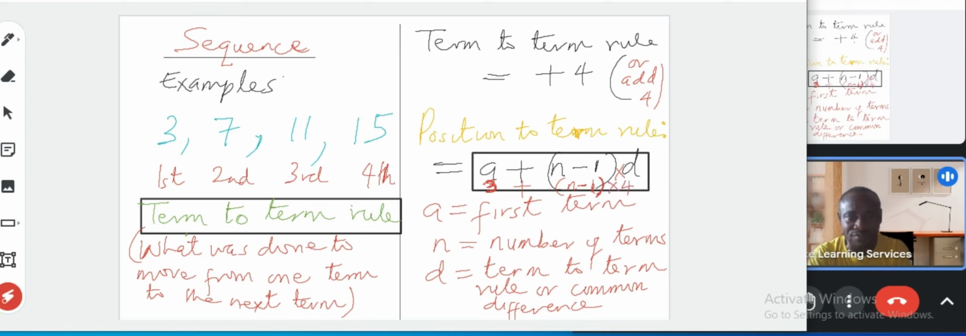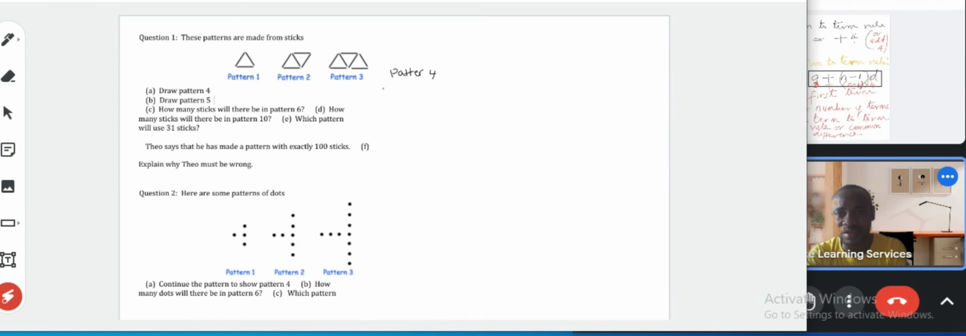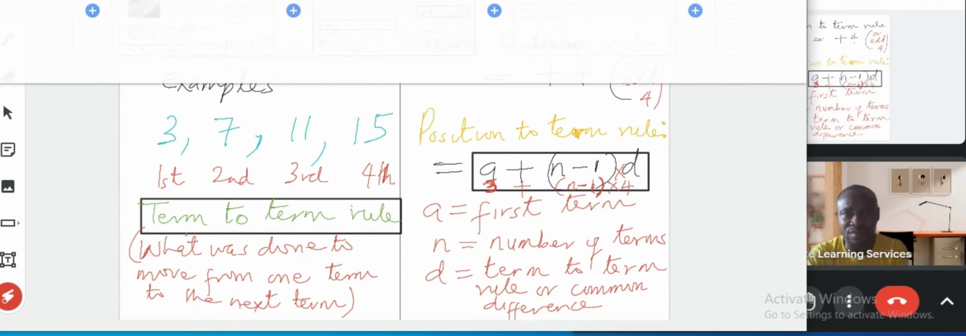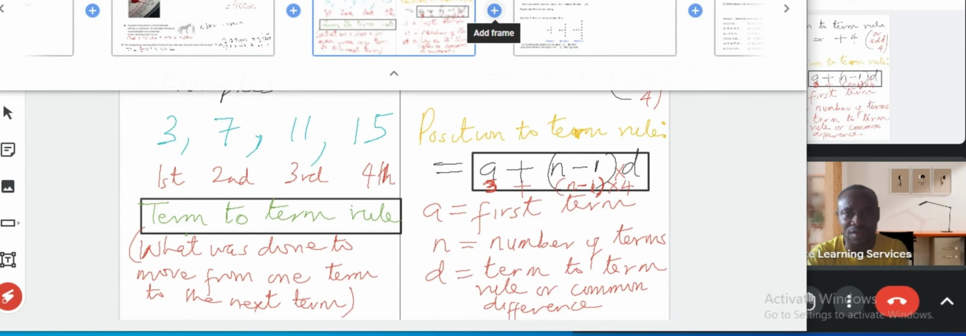So read out what I have written here. 3 plus, open the bracket, n minus 1, close the bracket, times 4. Remember, d is the term to term rule or common difference, which you said is 4. Okay, let's go to the next page and simplify that.